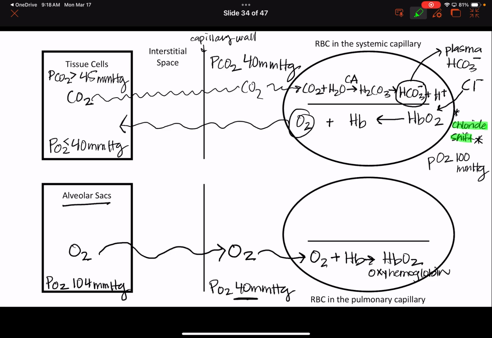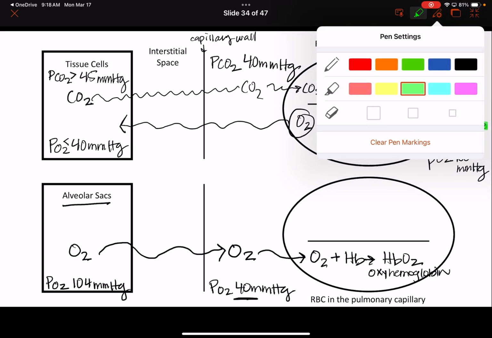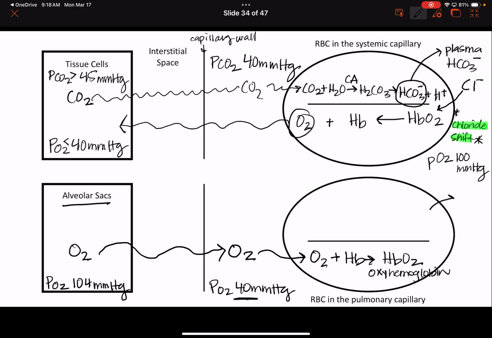But eventually, we're going to have to convert that bicarbonate back to CO2 and then put that CO2 in the lungs, and then we get rid of it into the atmosphere. So we need to put it back into its CO2 form. How we do that is we're going to kick the chloride out. When it gets time to get rid of the CO2, we kick the chloride out and we bring the bicarbonate back in.